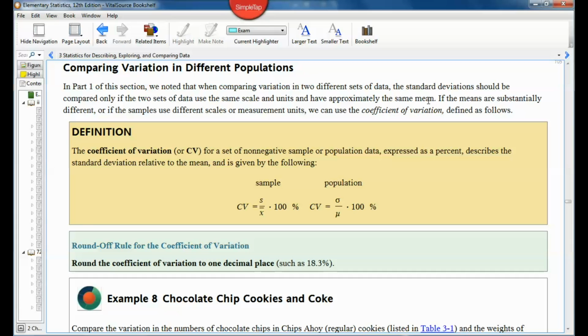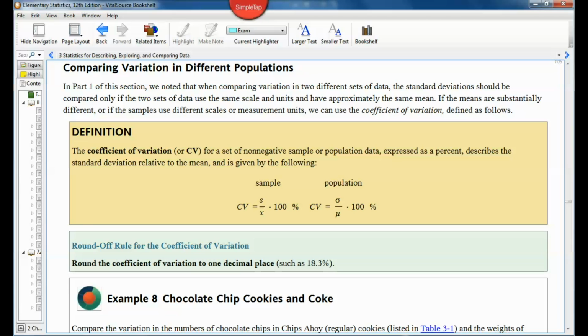Well, what do you do if you take 2 different data sets and they don't have close to the same mean? Well, if the means are substantially different, or if the samples use different scales or measurement units, we can use the coefficient of variation defined as follows. We take the sample standard deviation divided by the sample mean times 100%.